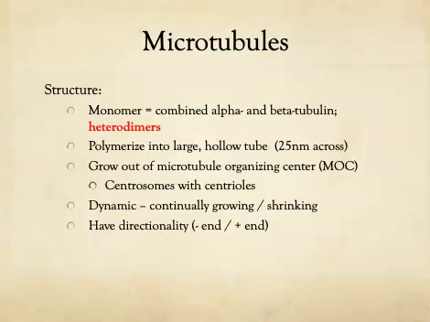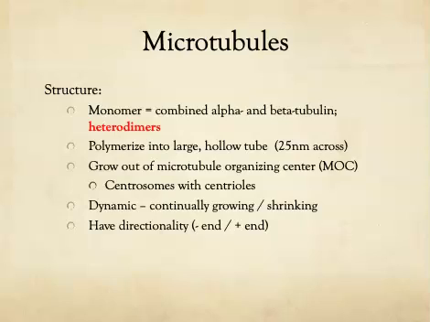The alpha and beta heterodimers actually polymerize into these hollow tubes, and they're relatively large on a cellular scale. They're about 25 nanometers in diameter.